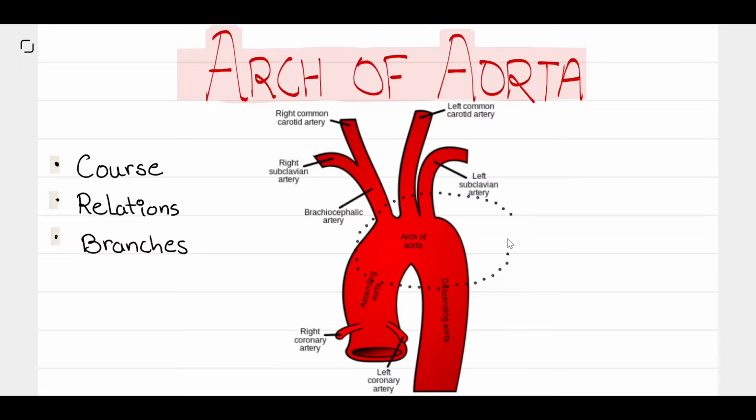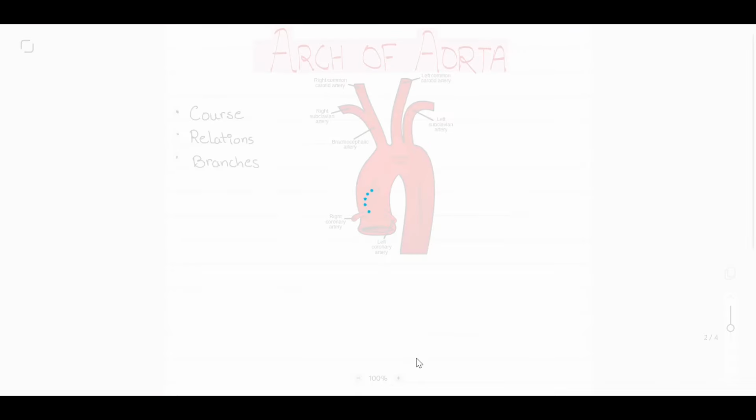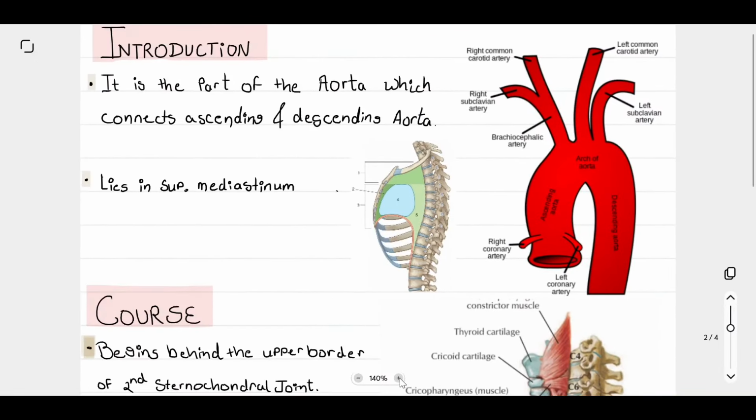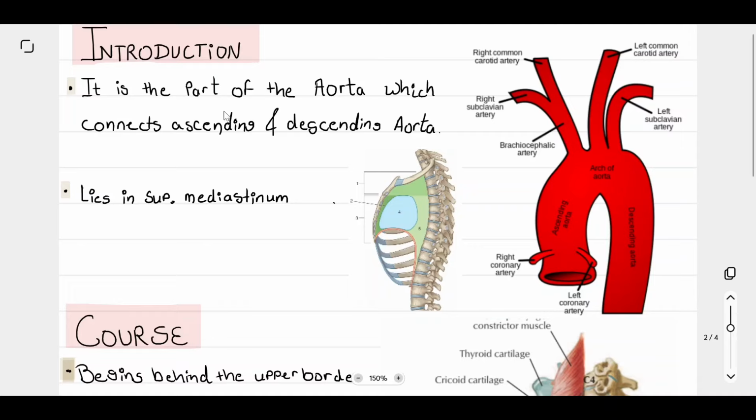This is the basic orienting diagram I have given for you. Arch of aorta, starting with its introduction: it is the part of the aorta which connects ascending and descending aorta. This is the ascending aorta which arises from the left ventricle, and this is the descending aorta which supplies blood to the whole body. So arch of aorta connects both, the ascending and descending aorta. It lies in the superior mediastinum.